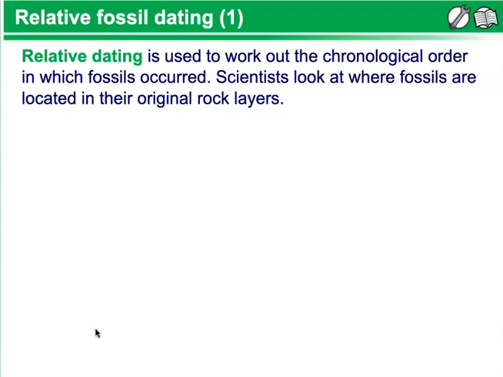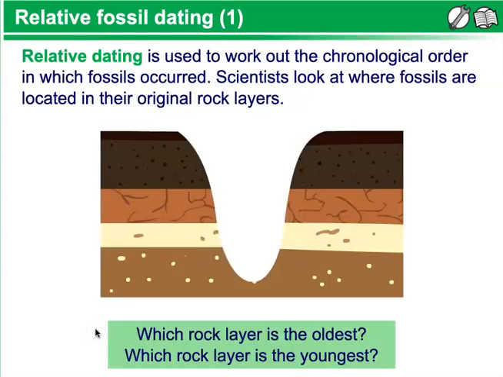Relative dating. This is used to work out the chronological order in which fossils occurred. Scientists look at where fossils are located in their original rock layers. So in this image, which rock layer is the oldest? And which rock layer is most likely to be the youngest? The oldest layer would be on the bottom, and the youngest layer would be at the top. This is called the law of superposition.